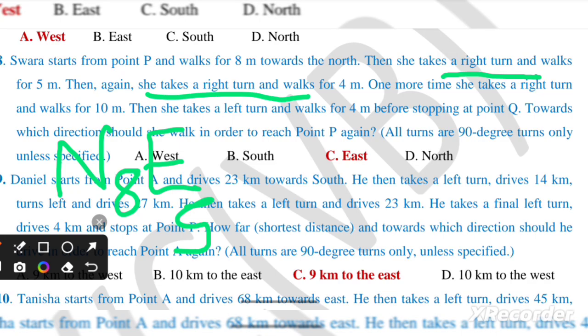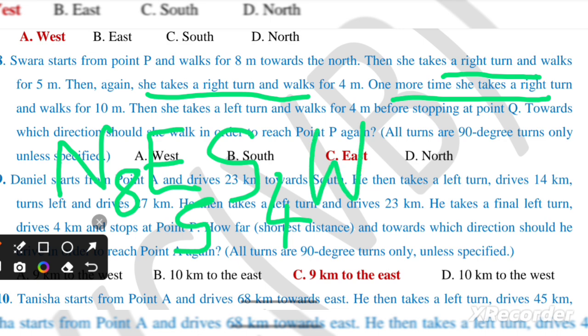So for the east, right means it is a south. So yes, S4. So one more time she takes a right turn. South right turn means it is a west. How much you will get? W10. So again she takes a left turn.